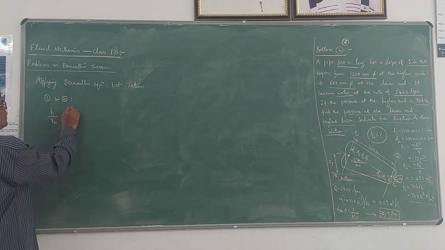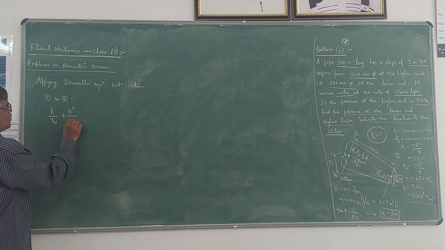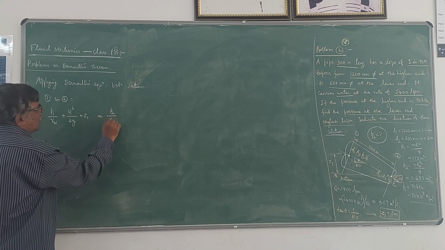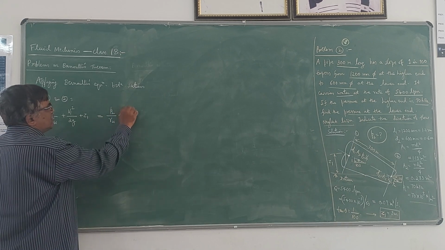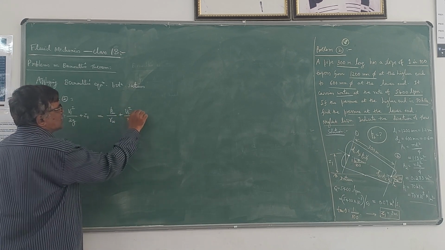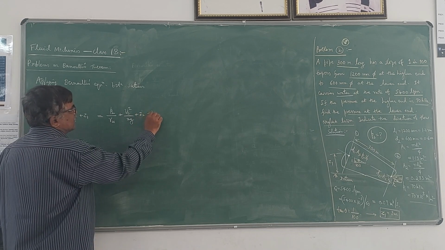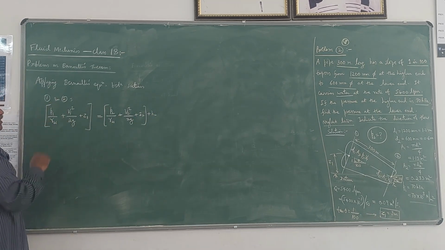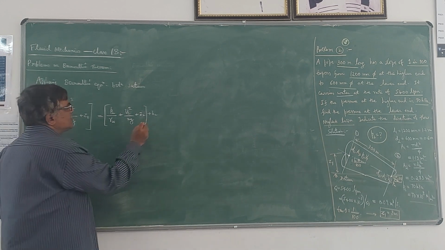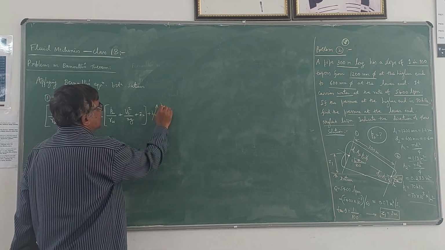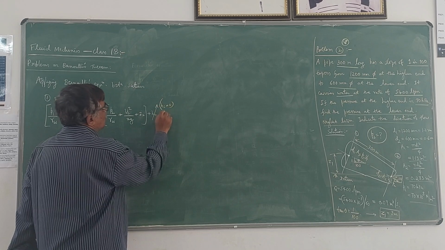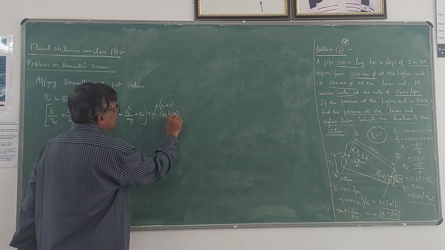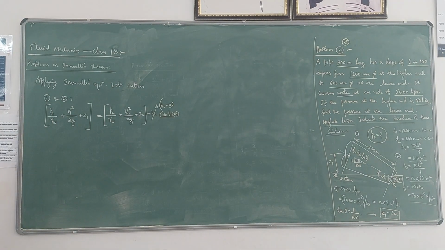P1 by gamma W plus V1 square by 2g plus Z1 should be equal to P2 by gamma W plus V2 square by 2g plus Z2 plus HL. So this is the general expression of Bernoulli's equation. Here he has given no losses, so HL will be 0. Assuming no losses means we can neglect losses, HL term will be 0.